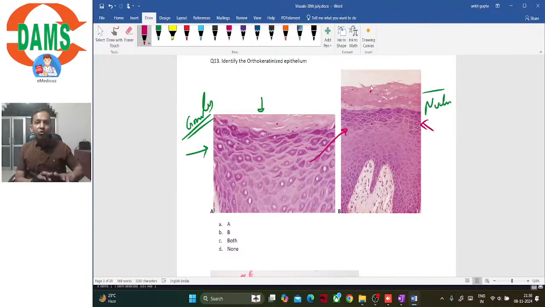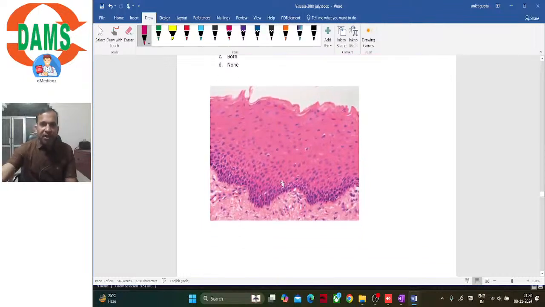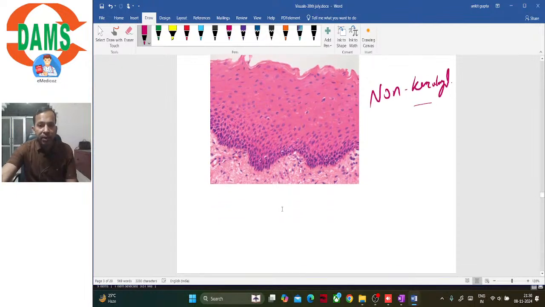So when you have stratum granulosum with nucleus, that is parakeratinized. When you have stratum granulosum without nucleus, that is orthokeratinized. So this is ortho, this is parakeratinized. Clear? And which epithelium is this? Here you do not see any keratin layer up to the surface, you see proper cells here. So this is non-keratinized, right? This is non-keratinized.